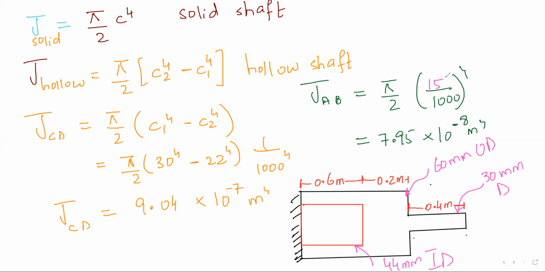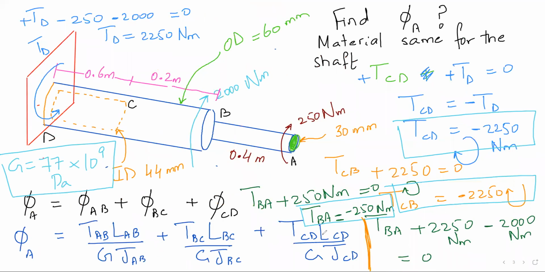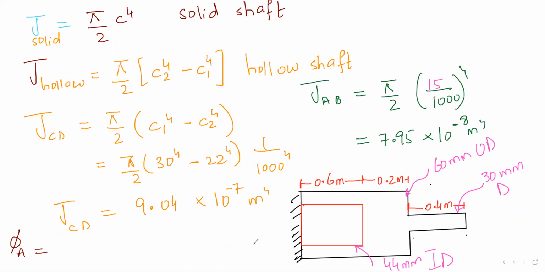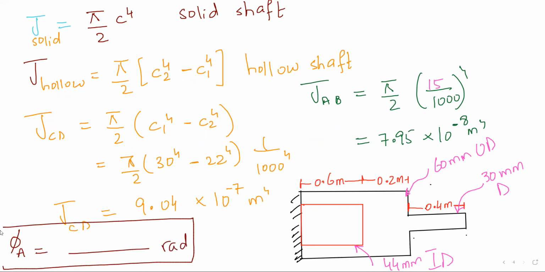So finally, our phi AB comes out to be phi A equal to summation of all these chunks, whatever the answer is in radians. Okay.